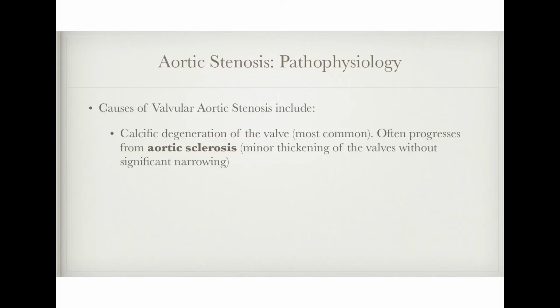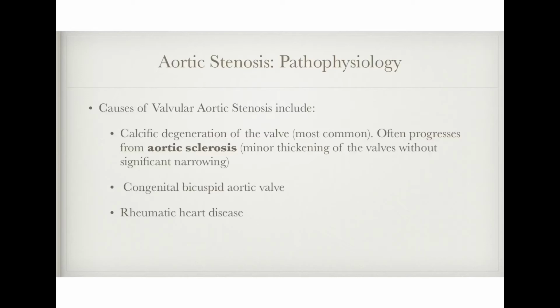And once the patient starts to demonstrate hemodynamic abnormalities as seen in an echo as a result of the calcification, that's when it progresses to aortic stenosis. Another cause is a congenitally bicuspid aortic valve. This is where the aortic valve has 2 leaflets instead of the normal 3. And rheumatic heart disease.